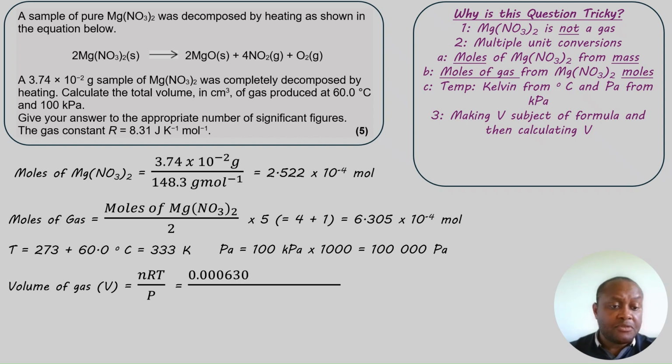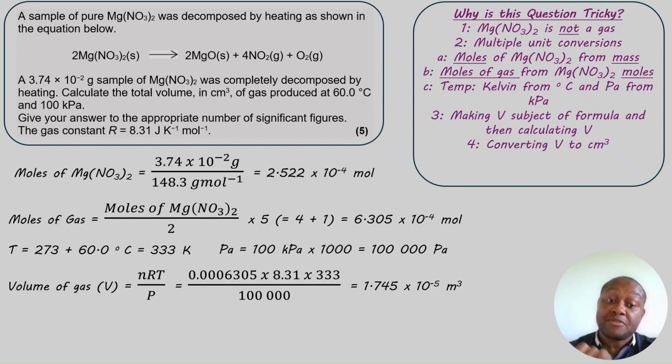To do this, we say that V is equal to nRT over P. We get this from PV equals nRT, and we divide both sides by P. Then we substitute as shown there, and our answer is 1.745 times 10 to the power negative 5 meters cubed. Now, it is important that we remember that our answer is in meters cubed. The SI unit for volume is meters cubed.